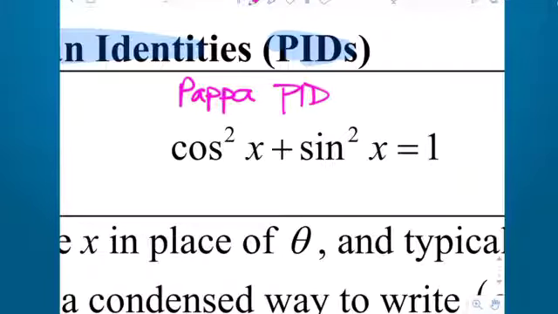All of them. Every single one of them. This is an identity. It's a replacement of one with the other that's equivalent.